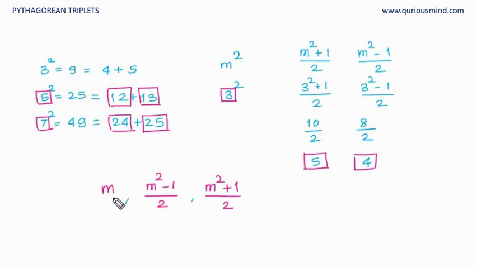So if I want to have a Pythagorean triplet for, let's say, 9, then m is 9, and here m square, 9 square is 81, 81 minus 1 is 80, 80 divided by 2 is 40, and 41. This would be my Pythagorean triplet. So this is the second method to find Pythagorean triplets, but in this case, the smallest number is always an odd number.